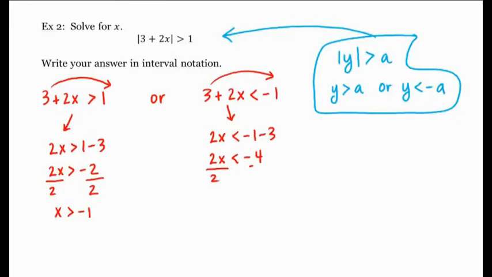Again, dividing by 2 gives us x is less than -2. And since these inequalities are joined by the word or, then the solution is all x values that make at least one of these true. Let's look at this on the number line.